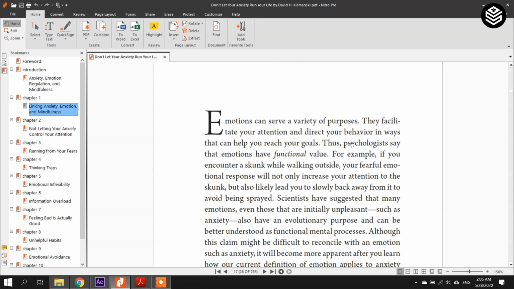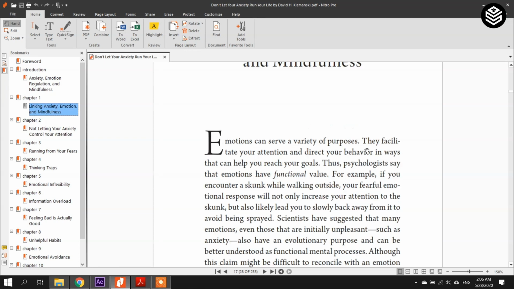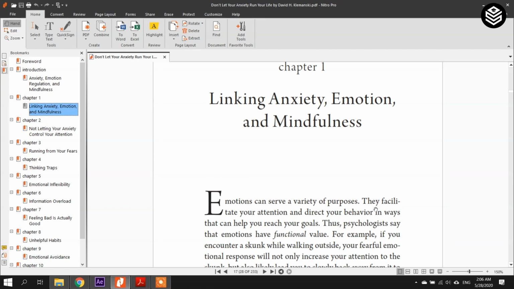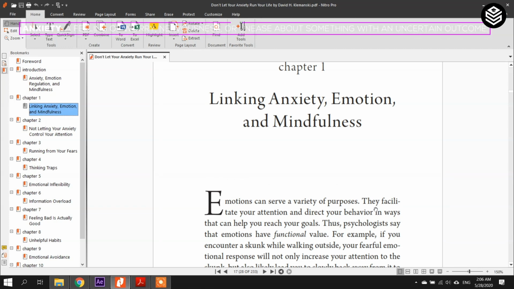I will try to explain it to you briefly. I'm not going to take much time in this section. Brief. Psychologists say that emotions have functional value. So what is that exactly? Emotions, in the sense, it's all about feelings. Feelings mean we have the relationship.